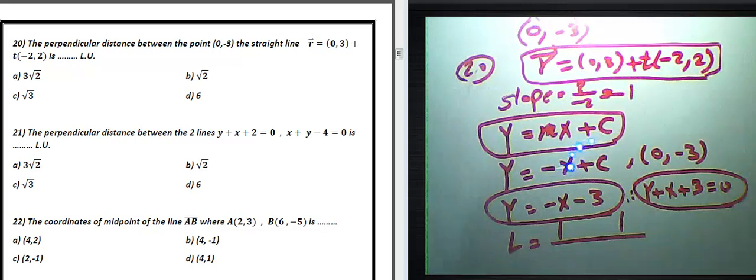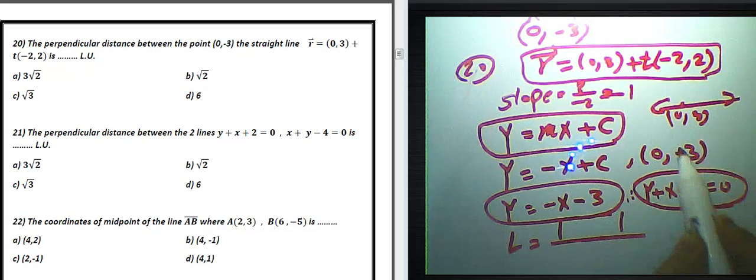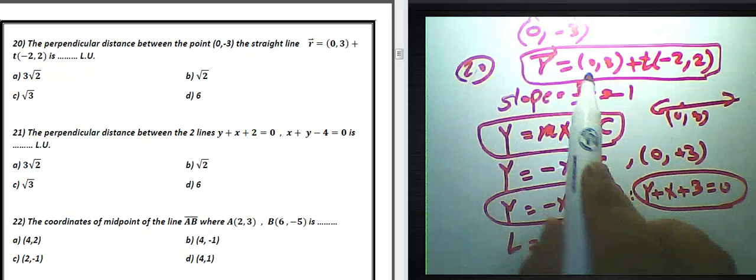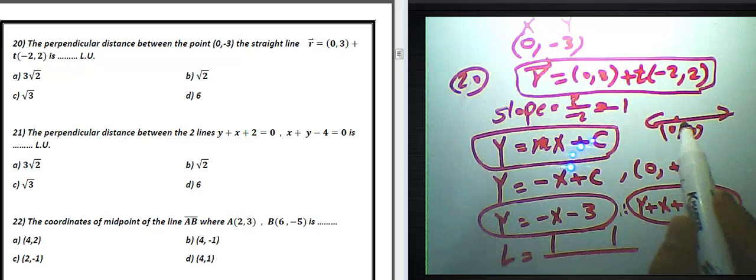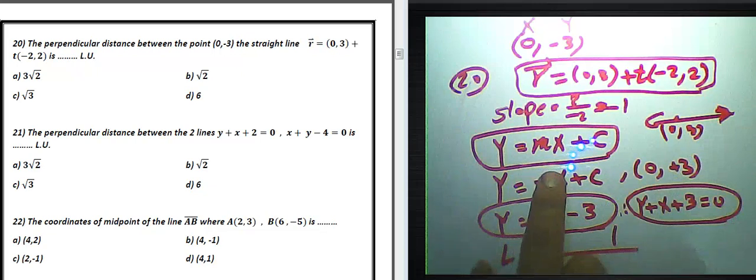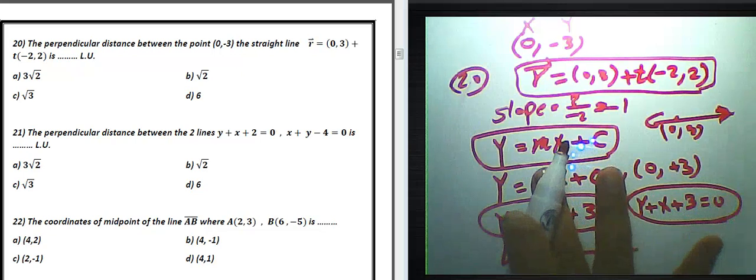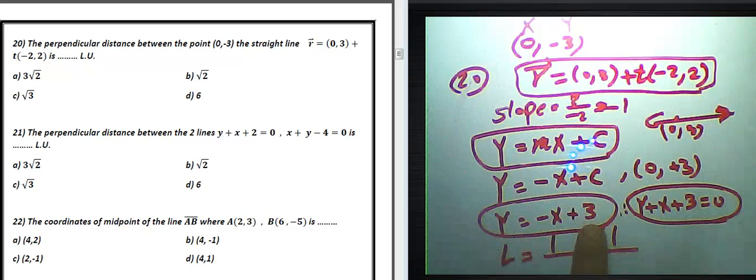Again, my students, the straight line passes through the point (0, 3) and we must find the distance between the point (0, -3) and the straight line. Sorry, the point which lies on the straight line is (0, 3). Put 0 and 3 here to find the constant. Write 0 for x, then y will be 3. The constant will be equal to 3.